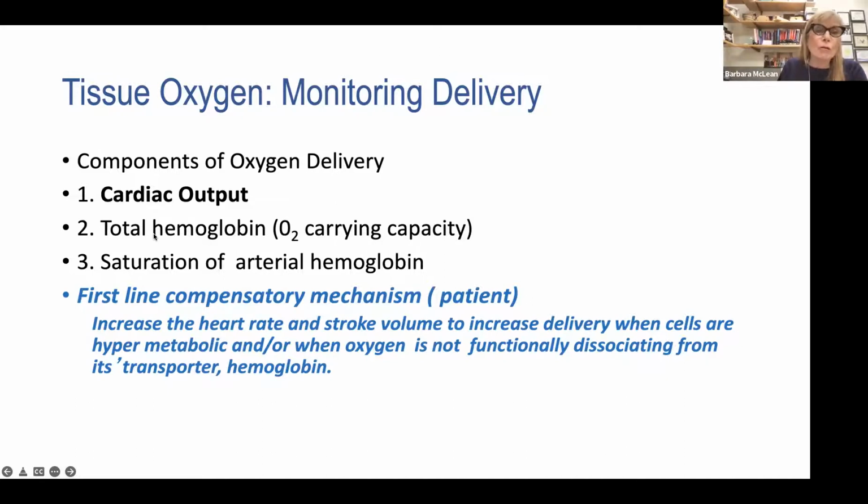Now, your patient can't increase his total hemoglobin. You have to help him with that. And typically, they cannot increase the saturation of their hemoglobin. You have to help them with that. But they, by themselves, will attempt to increase their cardiac output through the increase of the heart rate and the venoconstriction, reabsorption of water at the kidney to increase the stroke volume. If that's not adequate, you have to help them with that. You have to give them volume. You have to give them inotrope. You don't really want the heart rate to be up because that's an inefficient way of increasing the delivery of oxygen.